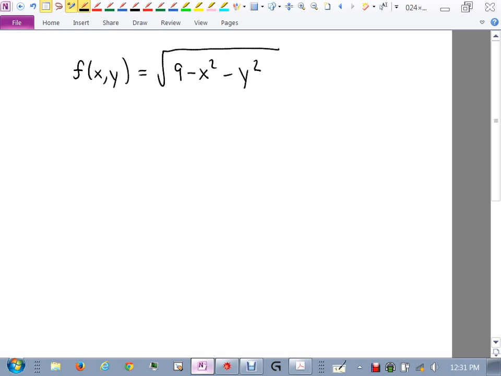So what are you thinking here? You have a square root, right? So same thing as before, the radicand cannot be negative. So I know that for the domain, I need that 9 minus x squared minus y squared to always be greater than or equal to 0. And any idea what that looks like?